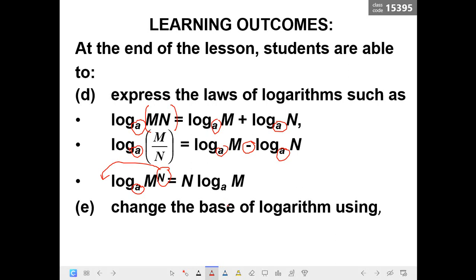And also you can change the base of log using this one: log m base a. You want to change to base b, a different base. Log m over log a, your chosen base.